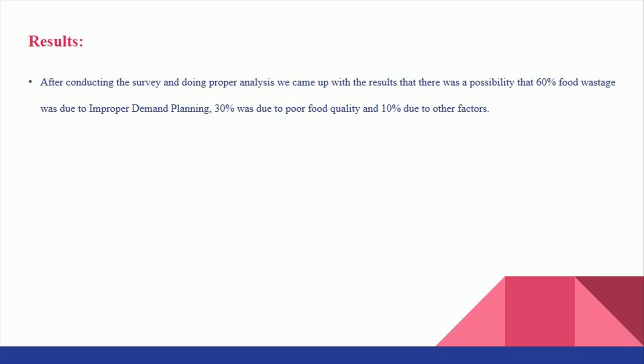Results. After conducting the survey and doing proper analysis, we came up with the results that there was a possibility that 60% food wastage was due to improper demand planning, 30% was due to poor food quality, and 10% due to other factors.